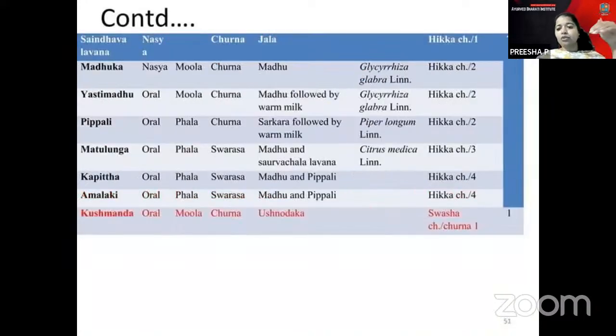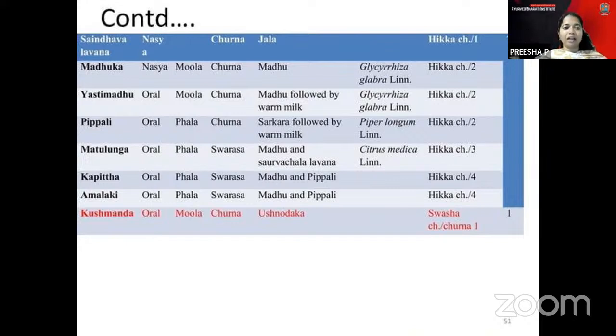Then Kushmanda for the Shwasa. Mainly the Kushmanda Lehya and all can be used, or the Kushmanda in the form of sweet can also be used for Shwasa conditions. Though Madhura Rasa, being higher indicated, can increase the Shwasa, here as a Rasayana aspect you can give the Kushmanda Rasayana, or the Kushmanda sweet. That is also one of the food innovations practiced nowadays.